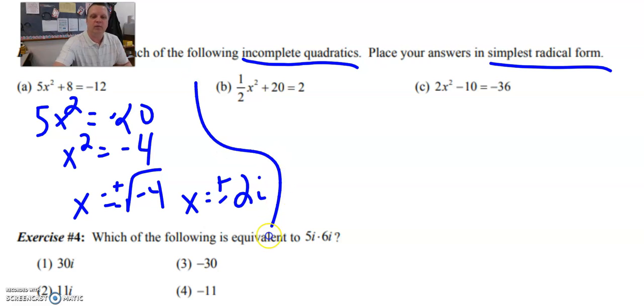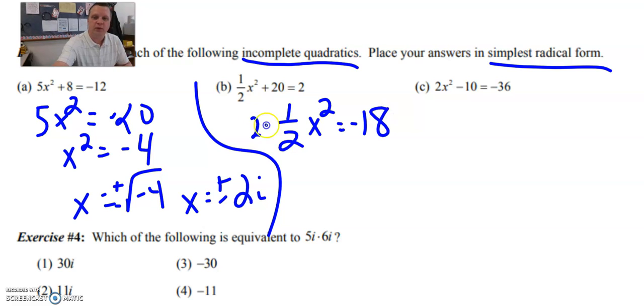Next one. Okay, I'm going a little fast. It's not a very difficult problem, you know. So if you need to rewind it slow, whatever. All right. So bring the 20 over. So you have 1/2 x squared equals negative 18.